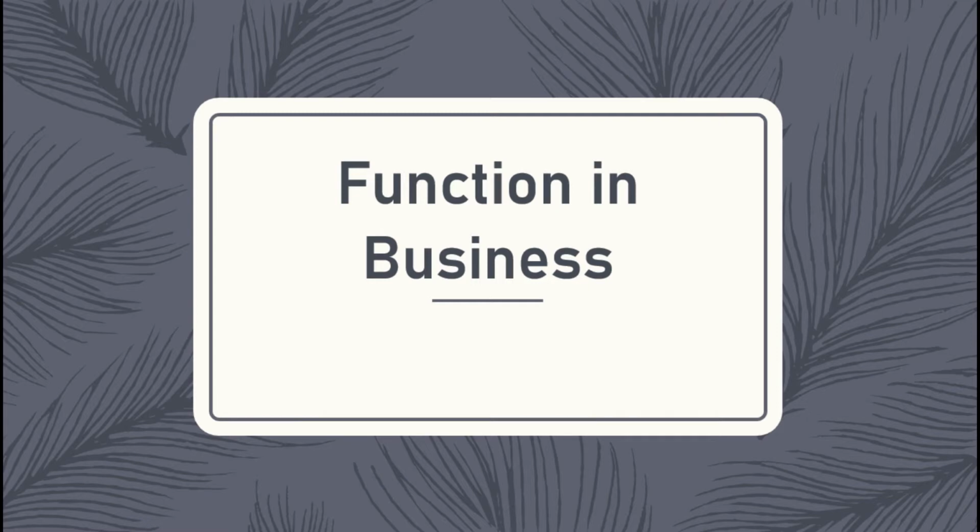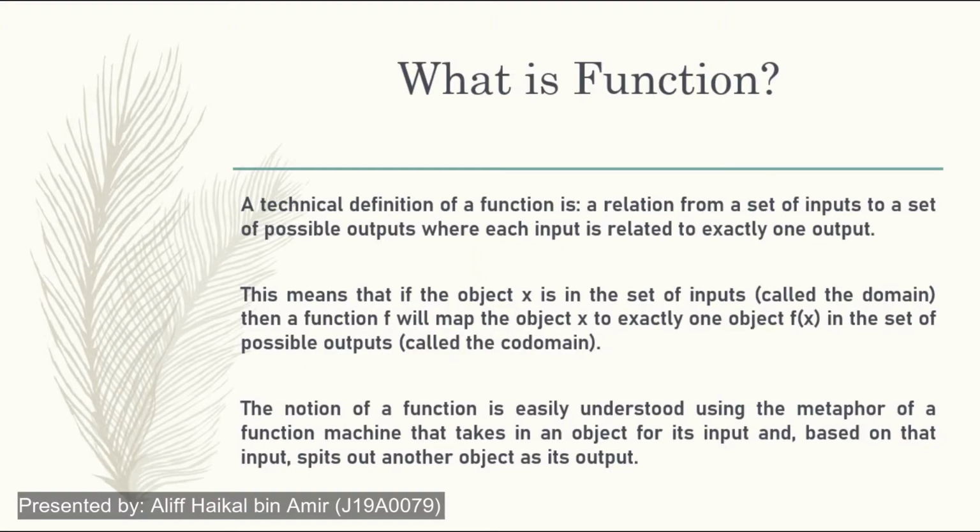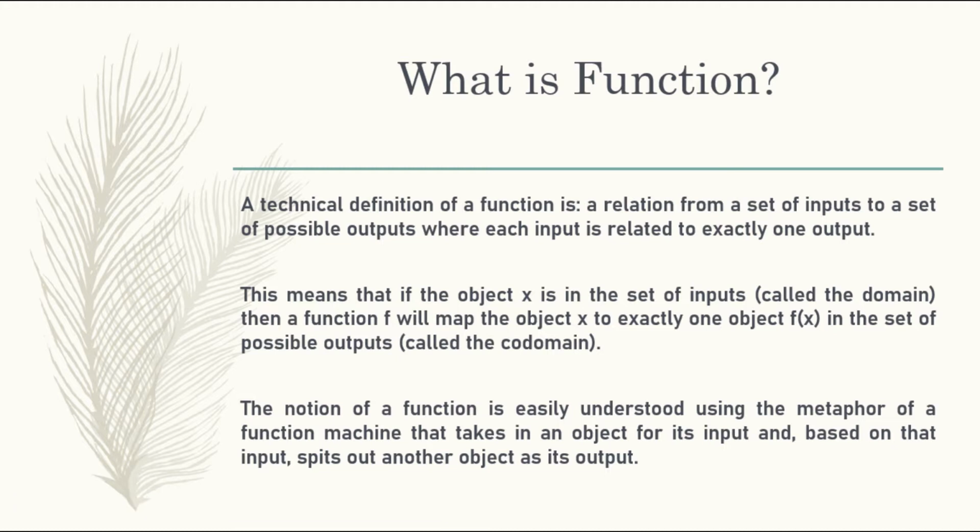So, let's start. A technical definition of a function is a relation from a set of inputs to a set of possible outputs, where each input is related to exactly one output. This means that if the object is X in the set of inputs called the domain, then a function f will map the object X to exactly one object, which is f(X), in the set of possible outputs called the codomain.